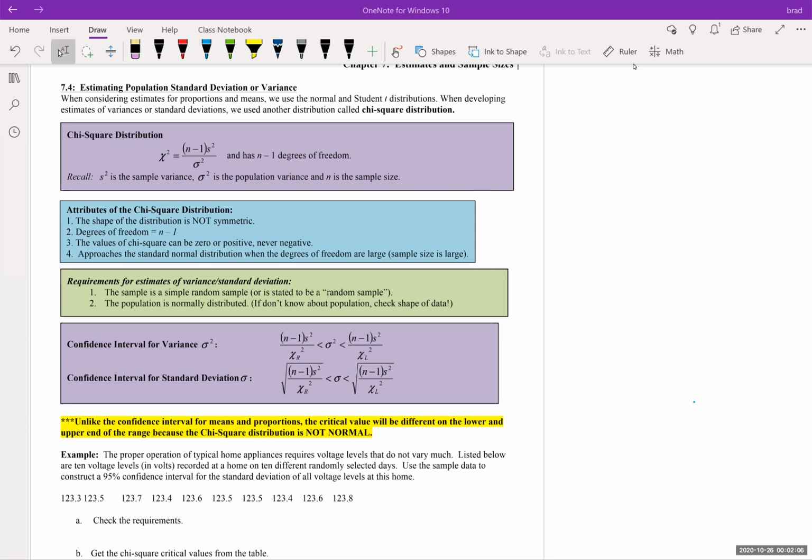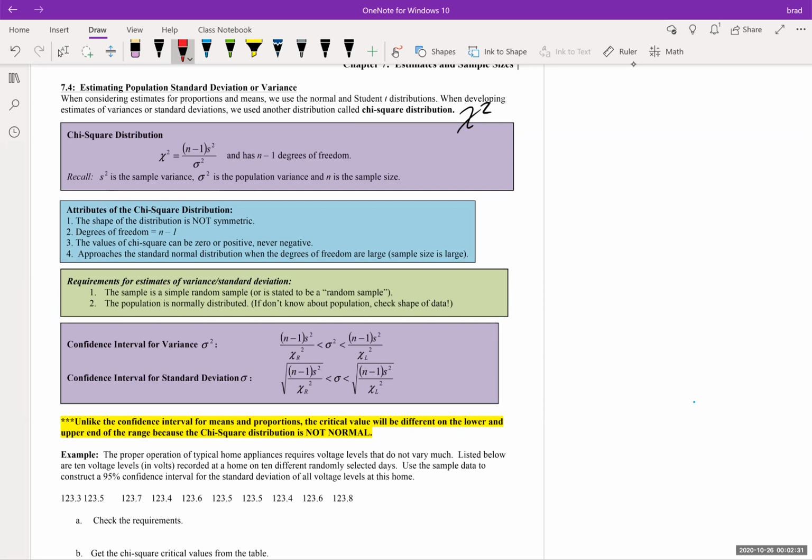When developing estimates for variance or standard deviation, we use another distribution called chi-squared. So now we're going to use the chi-squared distribution, and oftentimes you'll see it symbolized like that. That's the symbol for chi-squared. Okay, it's like a wavy X with a squared. It doesn't mean you square your answer. It's already all built into this formula.